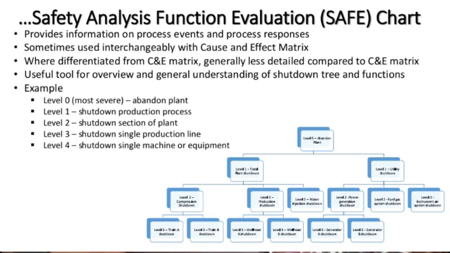Another tool is the one that we call the safety analysis function evaluation chart. Some people typically call it the SAFE chart. In some instances, people interchangeably use it with the cause and effect matrix. In some places they differentiate it. Where it is differentiated, they see the SAFE chart as a little bit of a less detailed form of the cause and effect chart. While the cause and effect chart gets up to the level of individual devices, the SAFE chart typically tells you more in terms of functions.